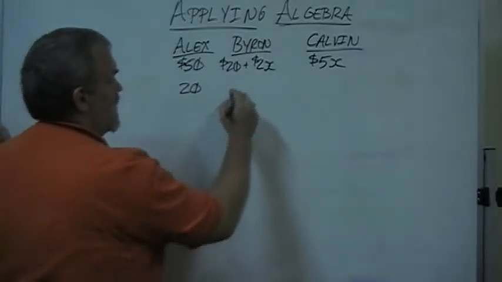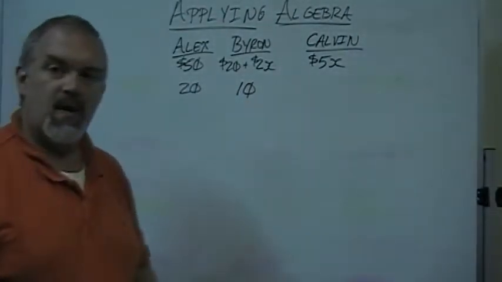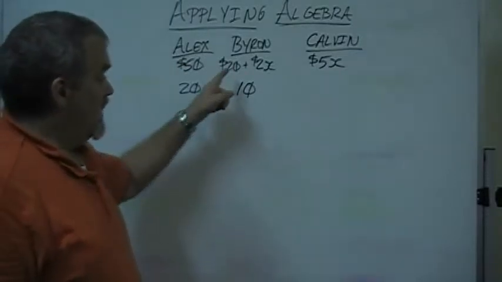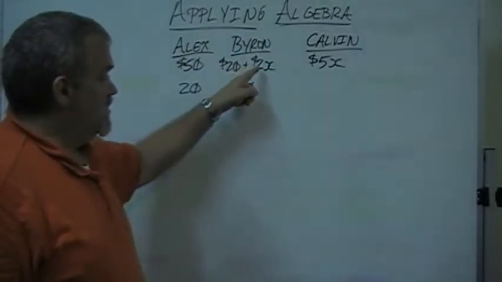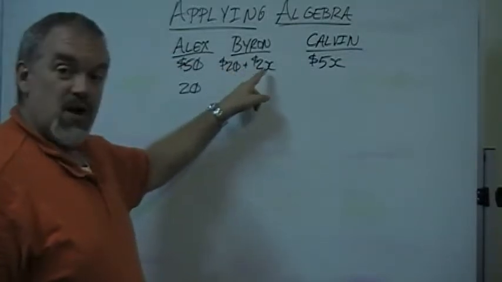Now, Byron likes to ride rides too, not quite as much as Alex. He's only going to ride 10 rides. So how much is he going to pay? Well, he paid $20 to get in, plus $2 for each ride. That's 20, plus 2 times 10 is 20.